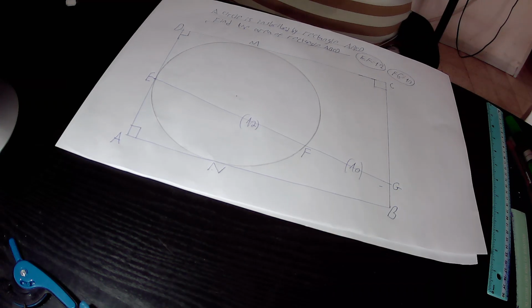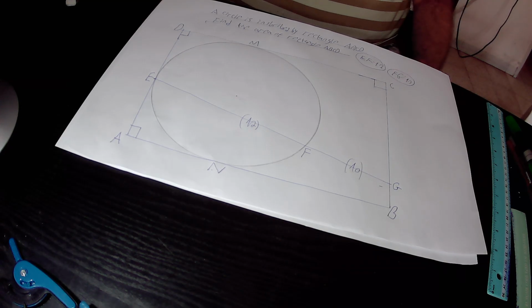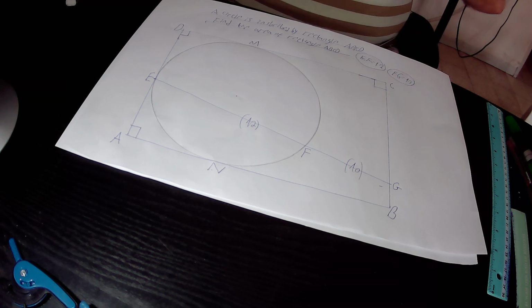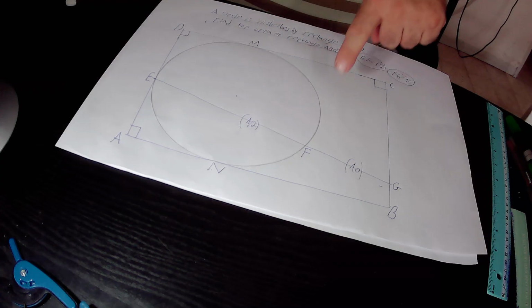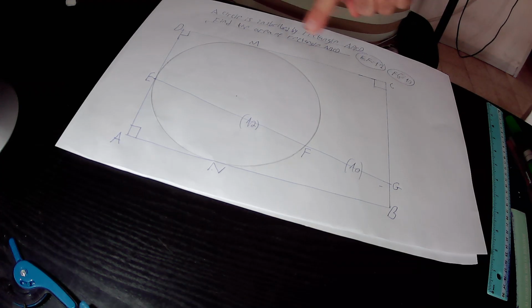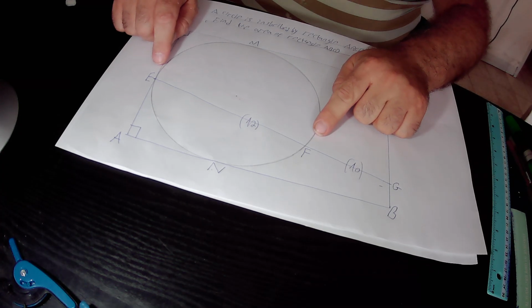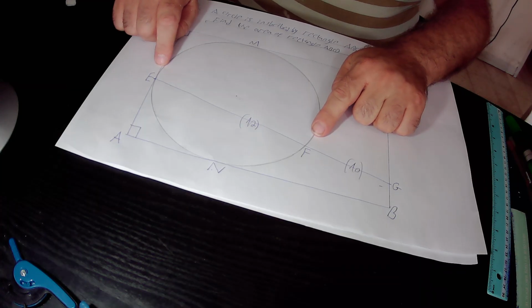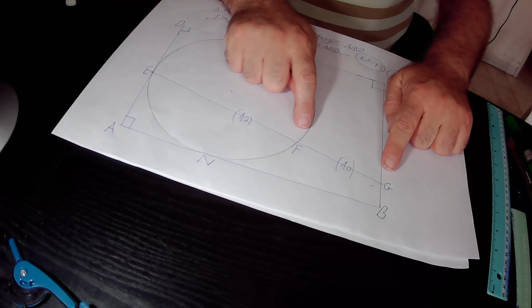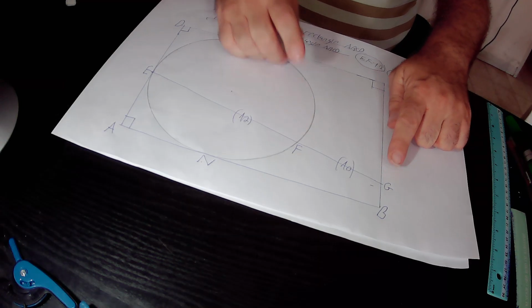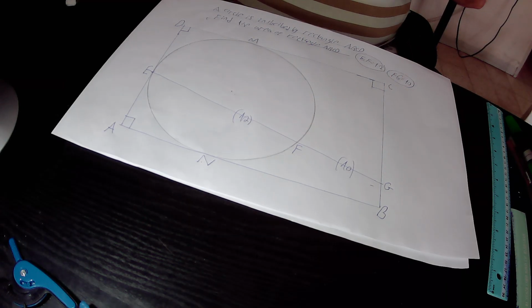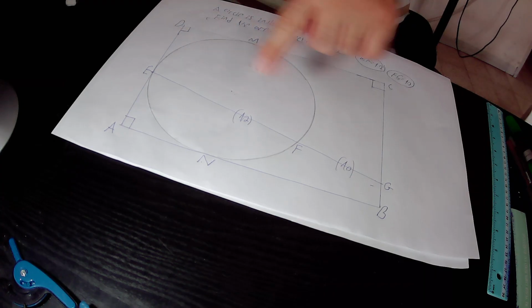In the drawing, we have rectangle ABCD. Rectangle ABCD blocks this circle. This circle is described by rectangle ABCD. In addition, we know that this line segment EF equals 12 units in length. This is line segment FG, which equals 10 units. And our mission is to find out the area of this rectangle ABCD.